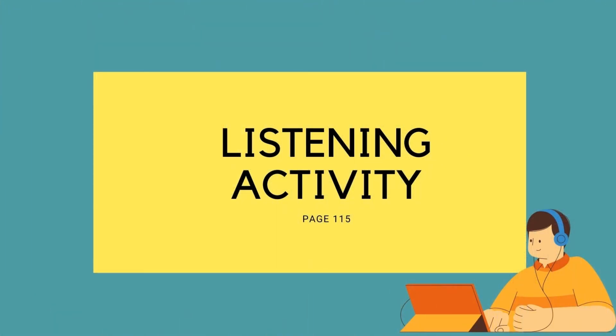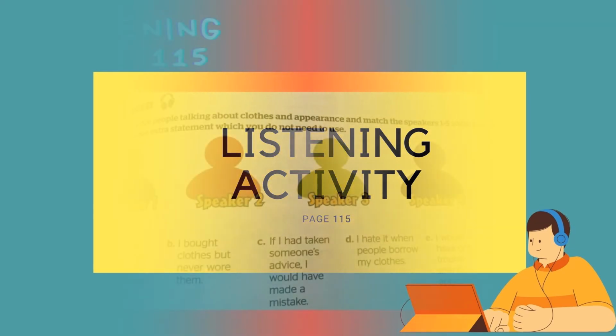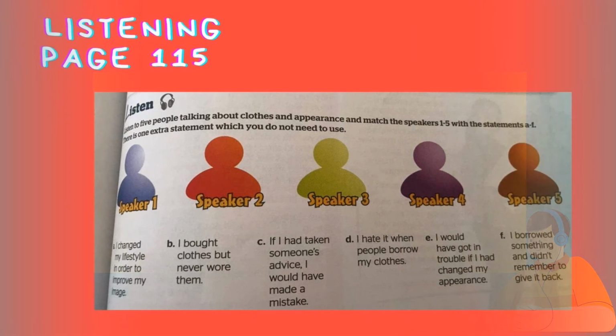Listening activity, page 115. Listen to 5 people talking about clothes and appearance and match the speakers 1 to 5 with the statements A to F. There is one extra statement which you do not need to use.